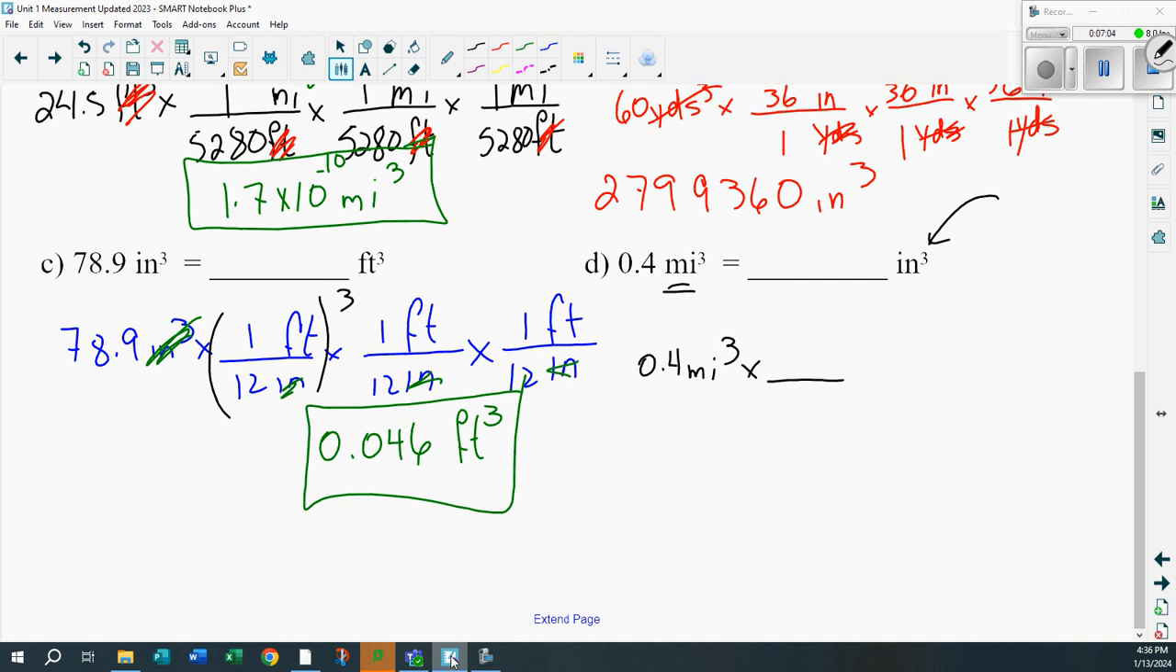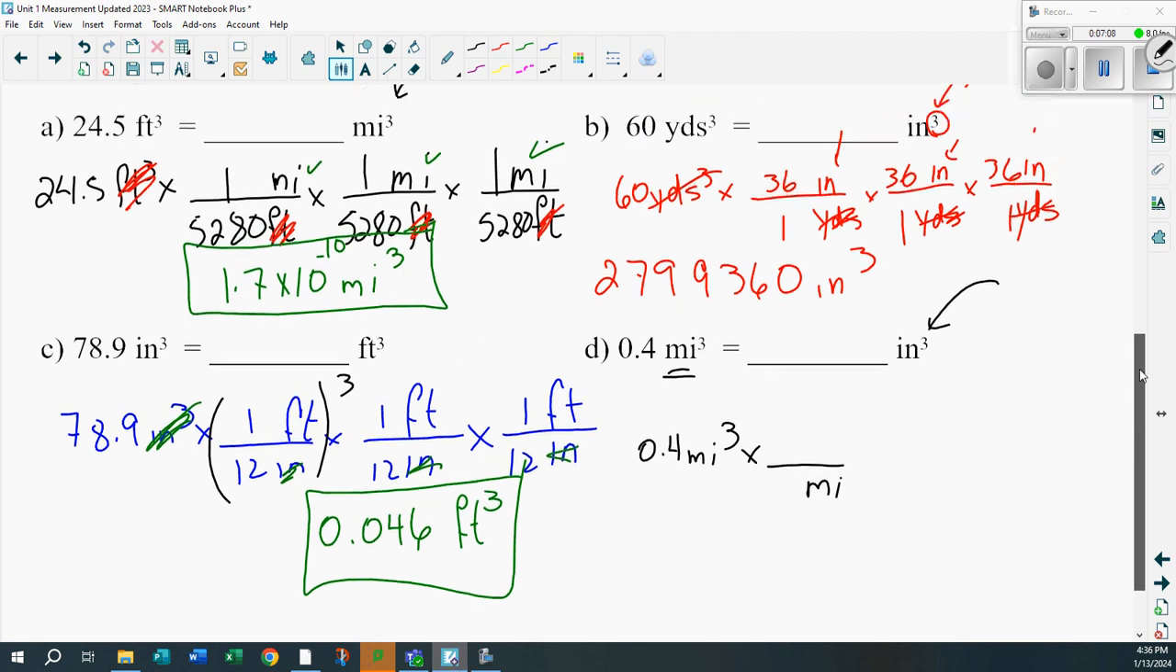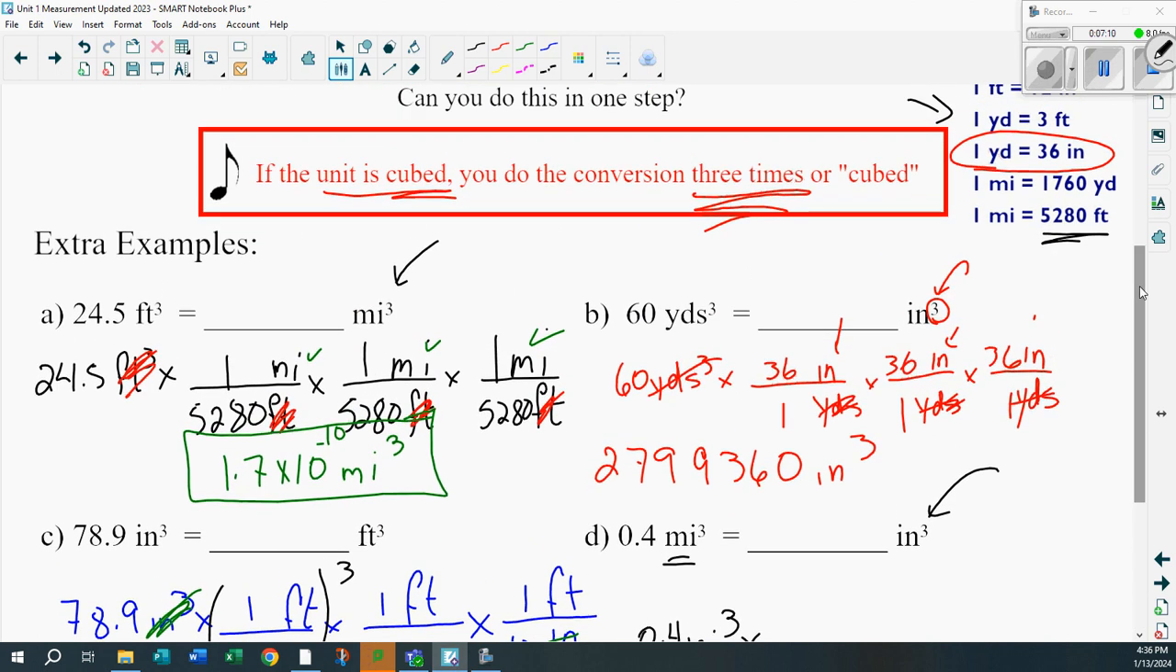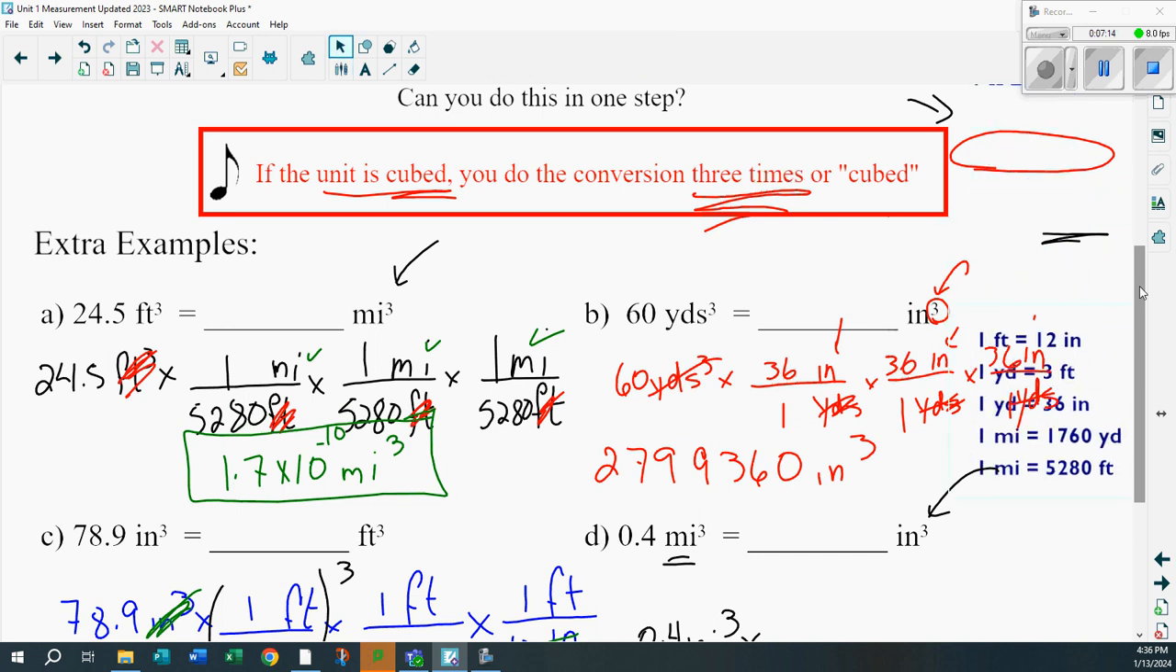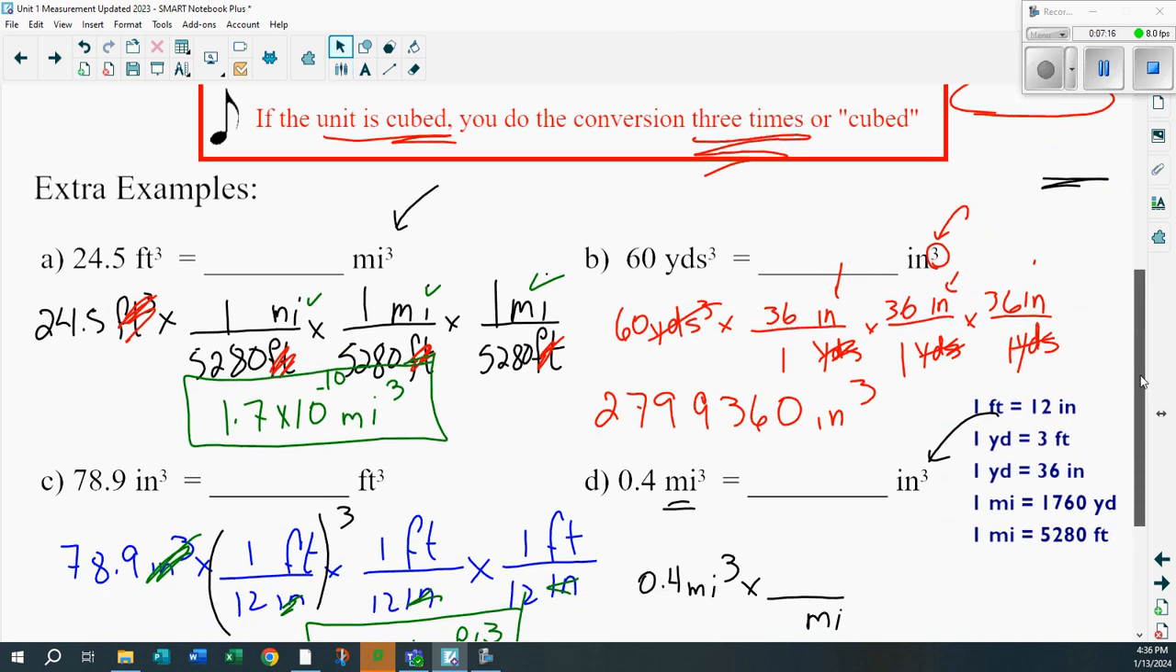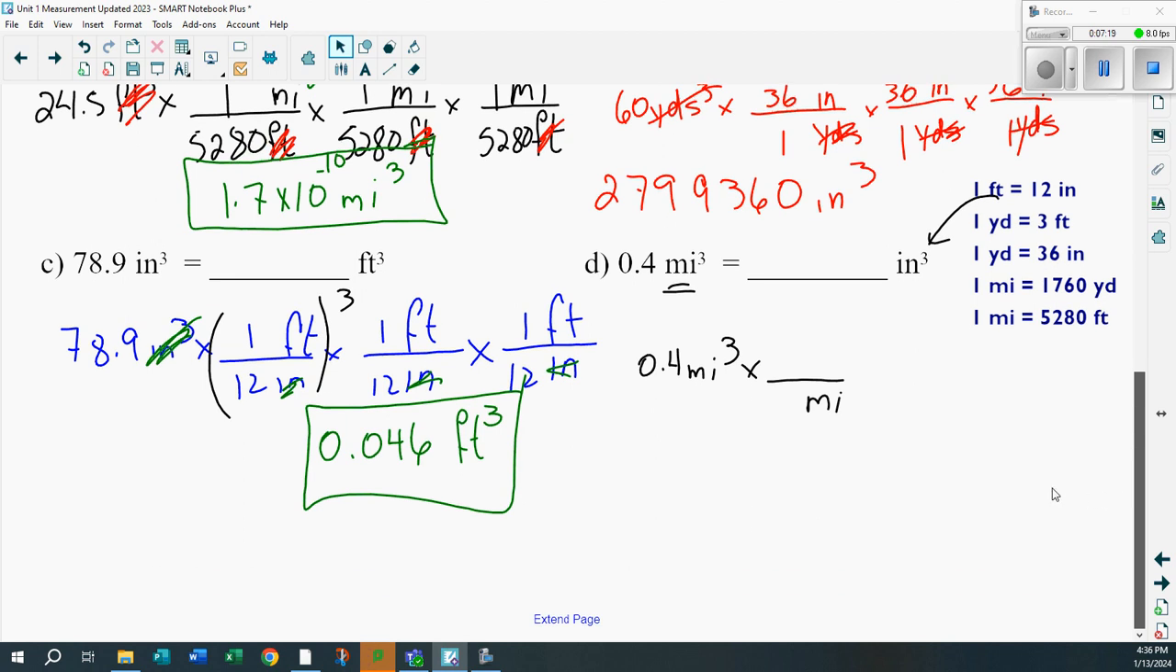So miles on the bottom, right? So what do you want to convert into? Do you want to convert into yards or into feet? You know, honestly, I think what I would do in this case is, because it's a smaller number, I like converting it into yards. It does convert properly both ways, but I just like using yards. So we're going to do yards.